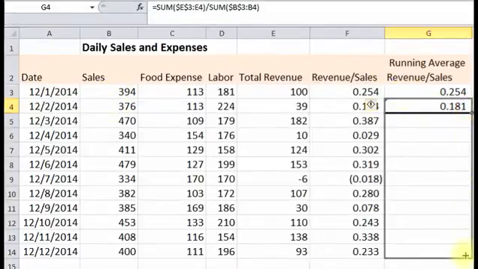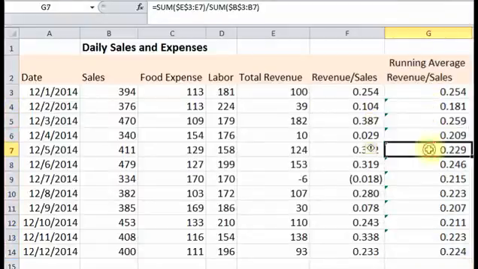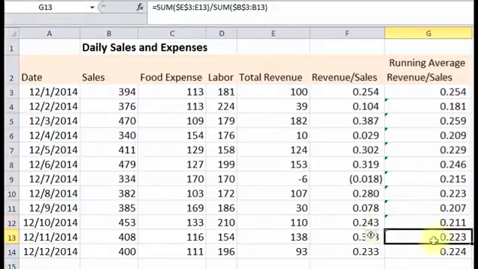Now if I copy this all the way down, we're going to have a continuous running average of revenue divided by sales. Let's just take this one down here for example. We're on December 11th. So now we've got the sum of E3 to E13, which is all of this range. It's summing all this up, and dividing it into the sum of B3 to B13, which is this whole range. So it's continuously increasing the range, so we're getting a running total of revenue and a running total of sales. And then our formula is just dividing them, and that is how it gives us a running average.